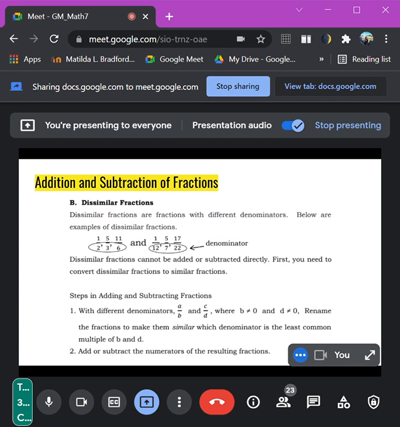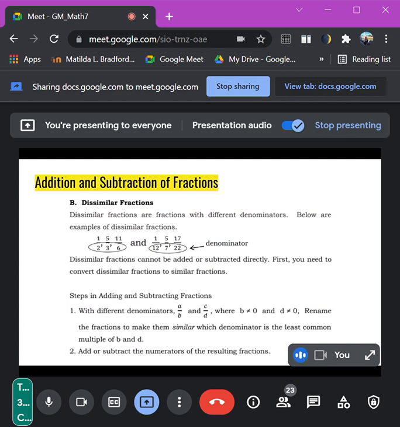Dissimilar fractions cannot be added or subtracted directly. Okay? Remember this one that dissimilar fractions cannot be added or subtracted directly. First, you need to convert dissimilar fractions to similar fractions. I-convert pa ni nato siya into similar fractions. So how do we convert these dissimilar fractions to similar fractions? We are going to find their LCD, or you can use as well LCM para makuha nimo ilahang denominator and magamit na nimo sila the same.